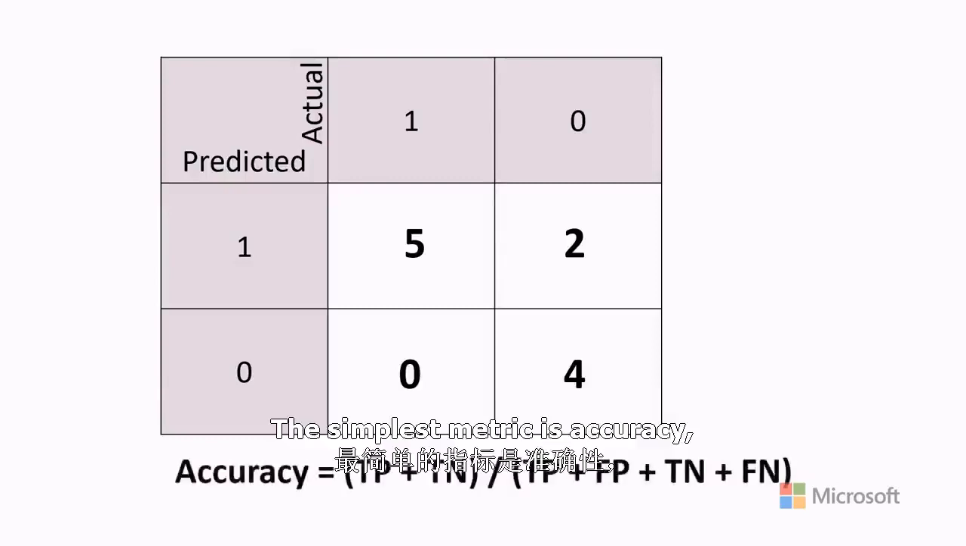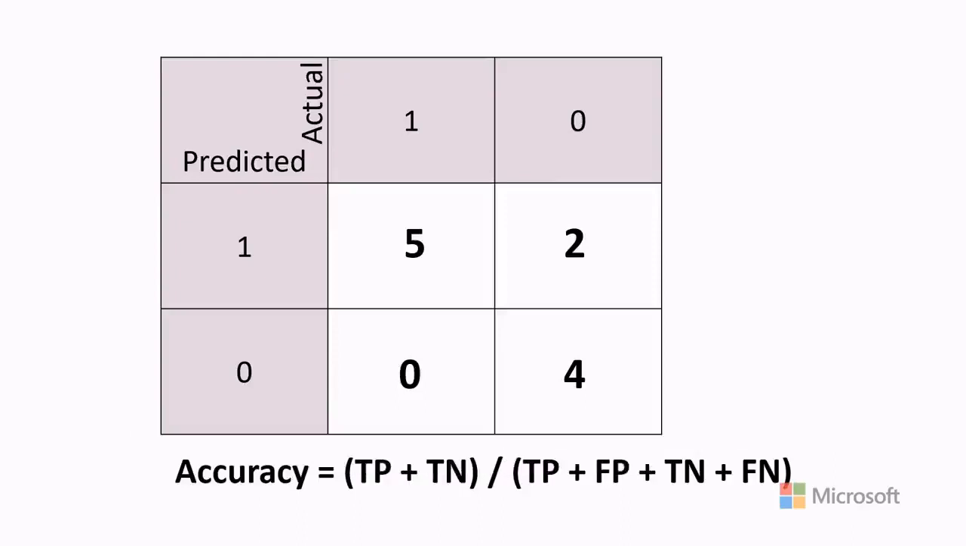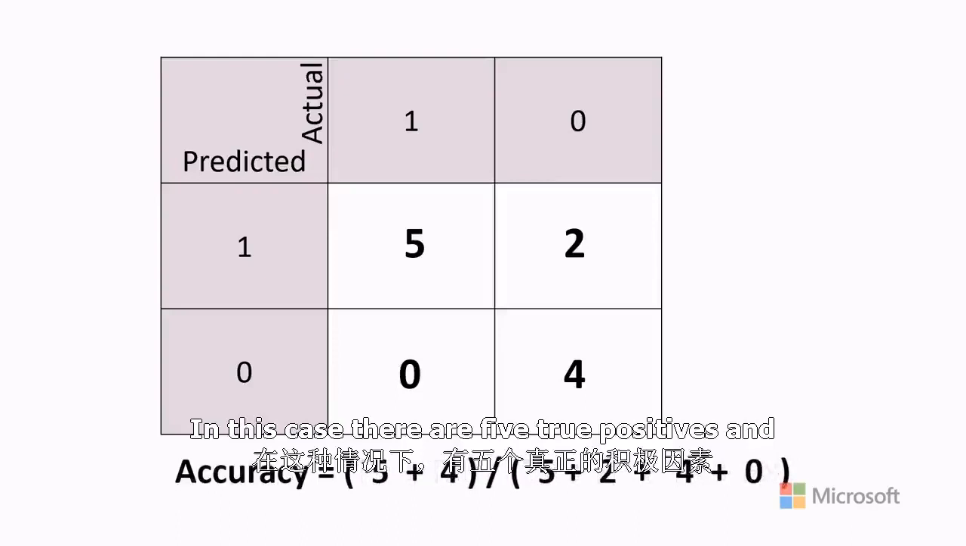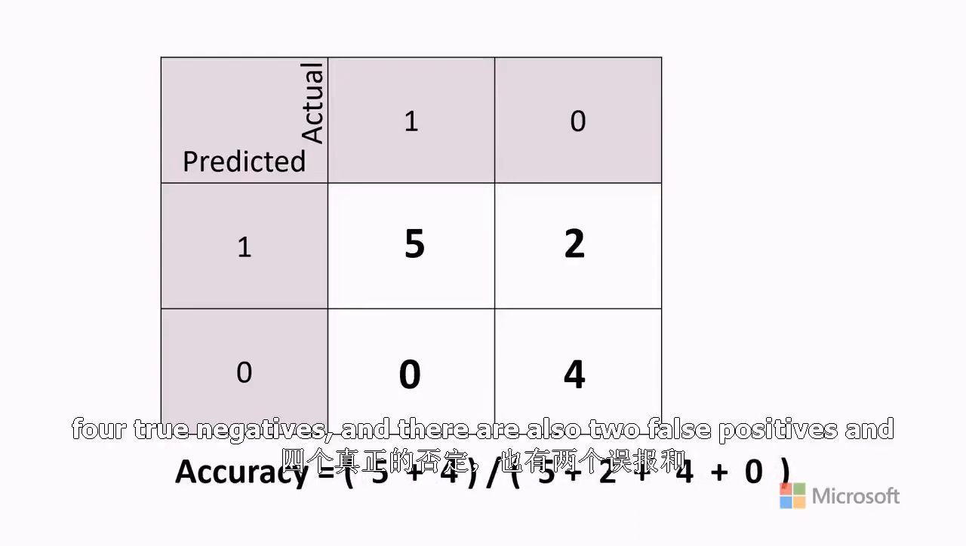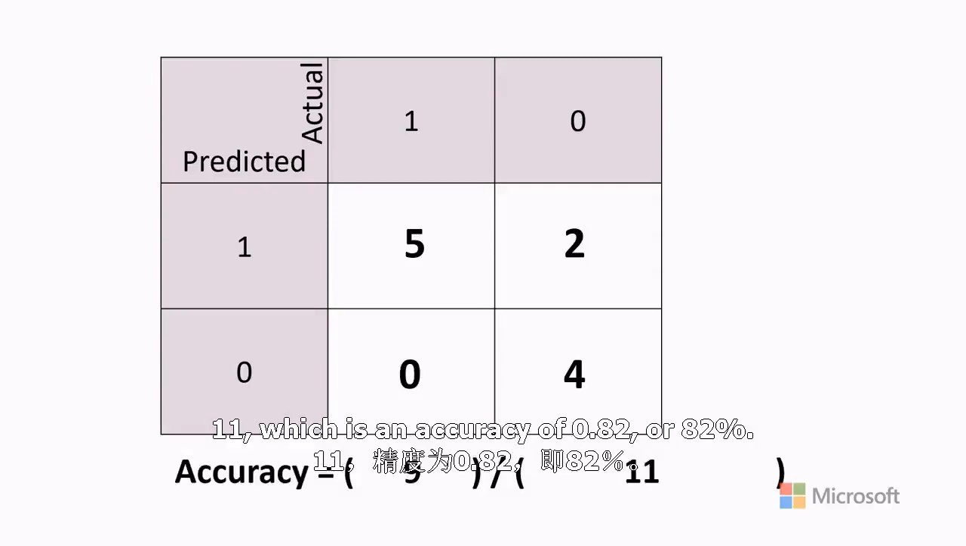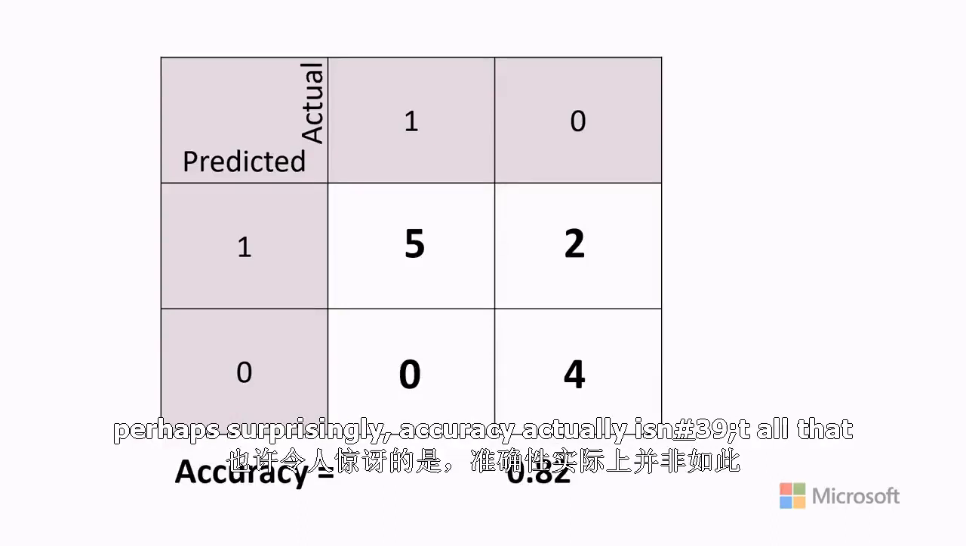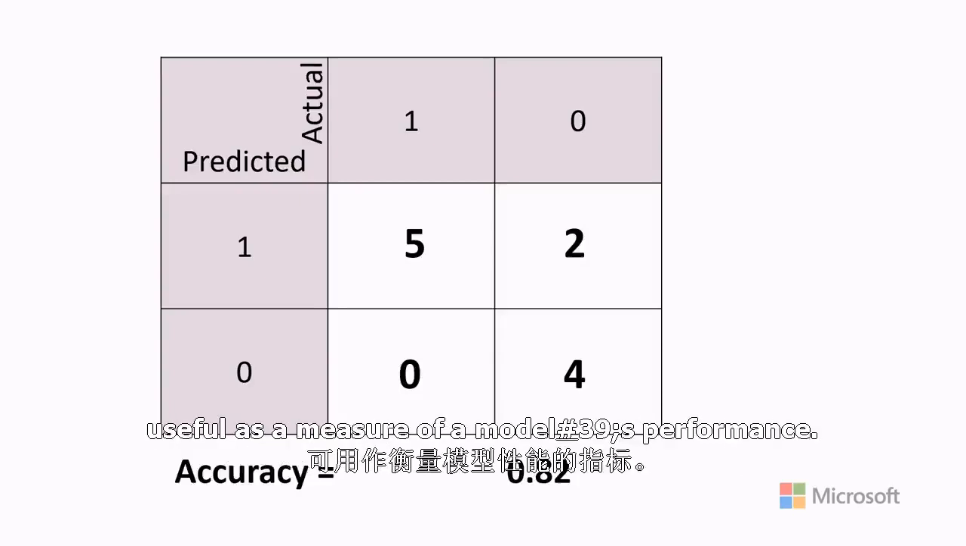The simplest metric is accuracy, which is just the number of correctly classified cases divided by the total number of cases. In this case, there are 5 true positives and 4 true negatives, and there are also 2 false positives and no false negatives. That gives us 9 correct predictions out of a total of 11, which is an accuracy of 0.82 or 82%. Now, that might seem like a really good result, but perhaps surprisingly, accuracy actually isn't all that useful as a measure of a model's performance.